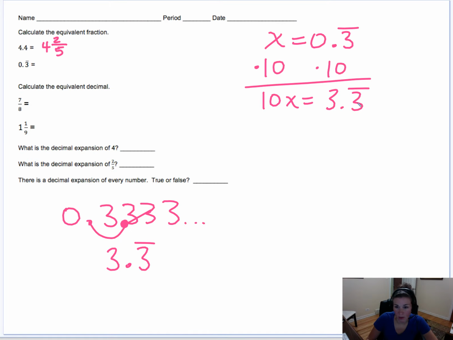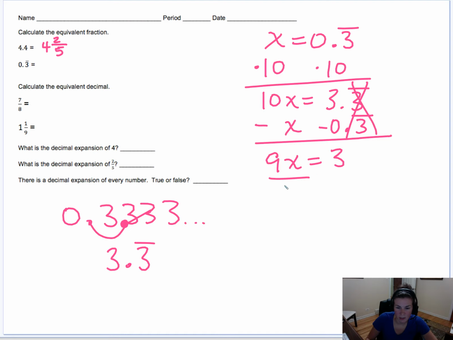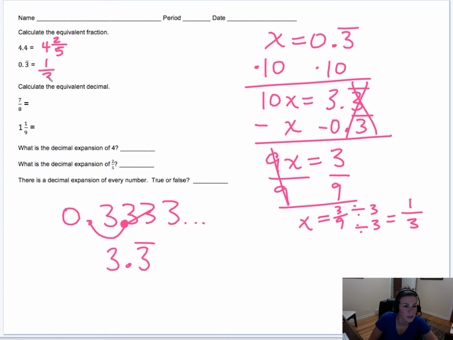Now in order to get rid of that repeating part, we want to subtract x, and remember that x is equal to 0.3 repeated. So on the left we would end up with 9x, and on the right the 0.3 repeated would cancel out, so 3 minus 0 would be 3. And then to get x by itself, since it's attached to the 9 with multiplication, I'll divide by 9 on both sides. That way these cancel and I get x equals 3/9. But we're not done yet because 3 and 9 are both divisible by 3. So this would simplify to 1/3. And that's the final answer there.